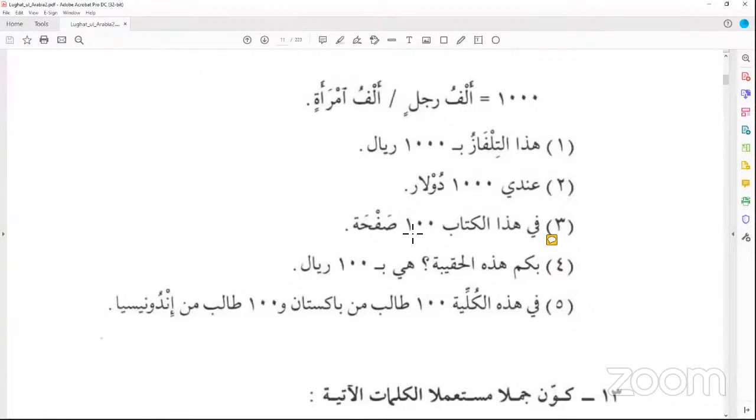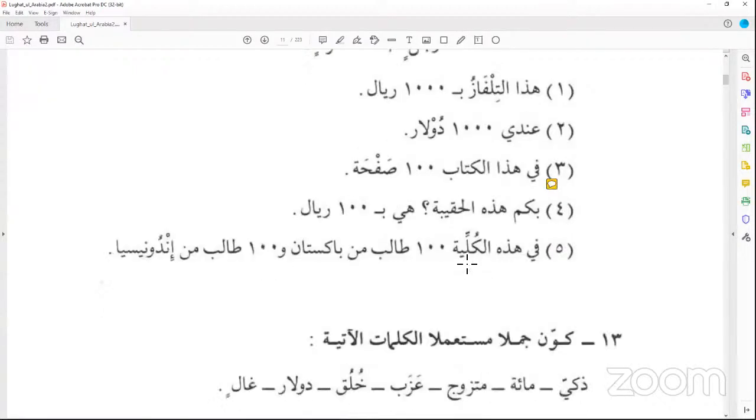بكم هذه الحقيبة؟ How much is this bag? Okay. هي ب 100 ريال. Good. في هذه الكلية.